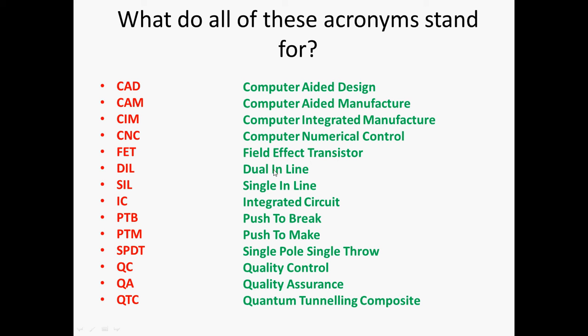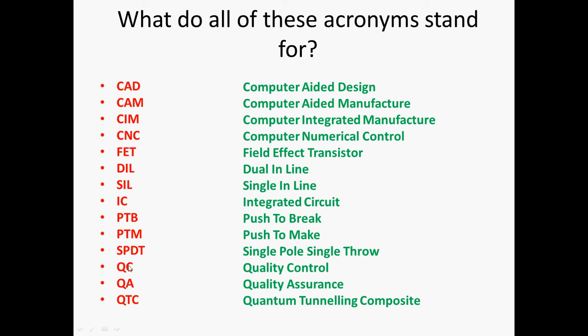Dual inline, that just refers to when you buy chips or integrated circuits, they come with two parallel sets of legs, dual legs. You can buy resistors and other components in single inline format, which means they all share a common leg. Watch the thing on resistors if you're not sure about that. And hopefully the rest of them you know. IC is just the proper name for what we call a chip, an integrated circuit.